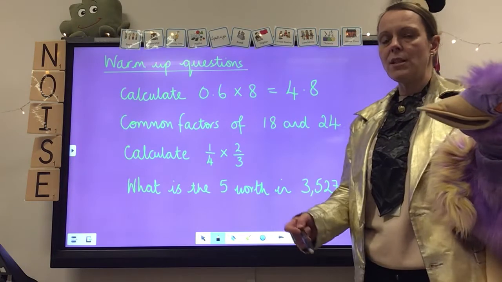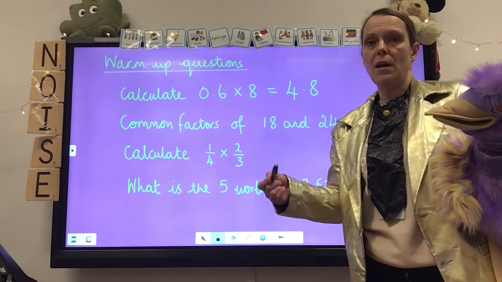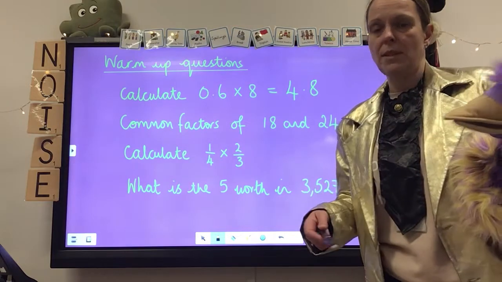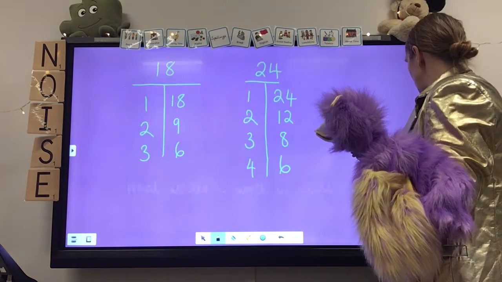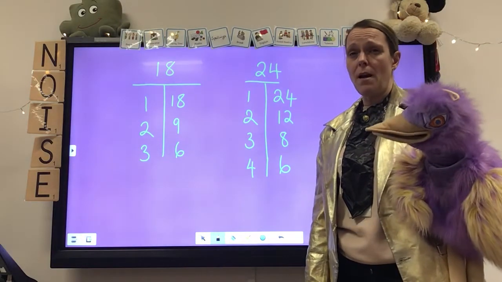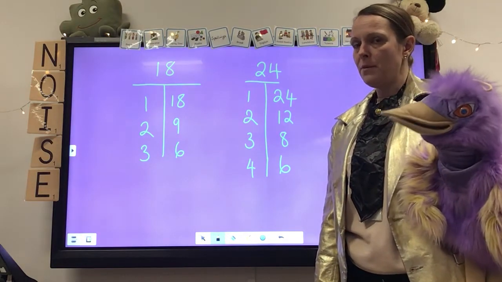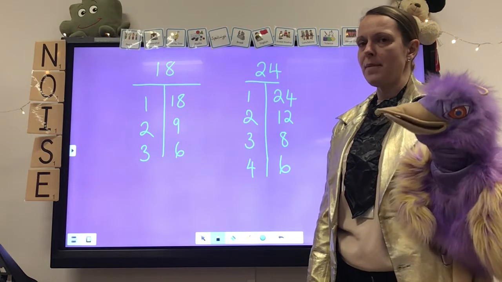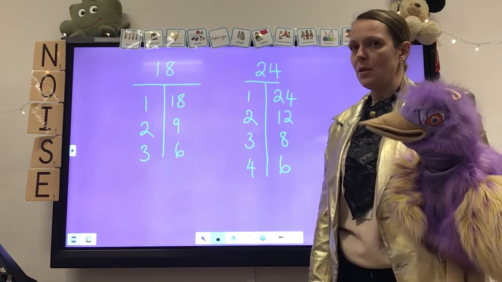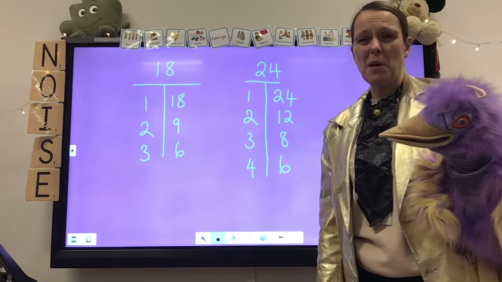Now, common factors of 18 and 24. Remember, factors are numbers that go into a number, as opposed to multiples that would be in that number's times table. Okay, so let's have a look. I've set this up here. If you remember, factors always come in pairs apart from a special type of number. Can you remember what type of number that is? That's right, a square number, because with square numbers, one factor is a number that you multiply by itself.